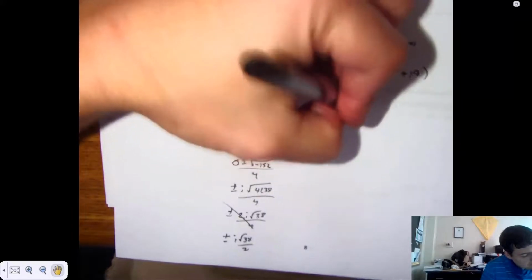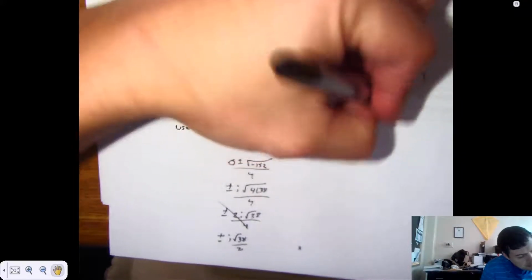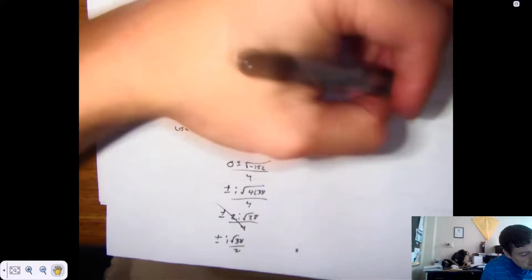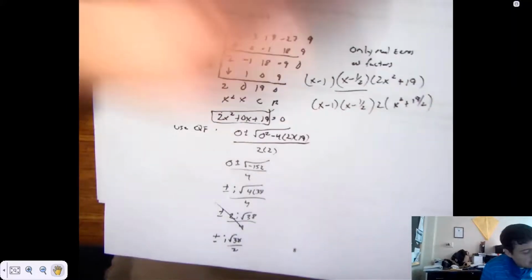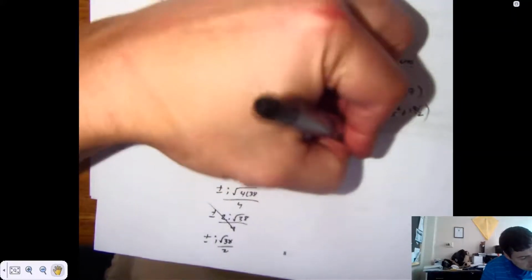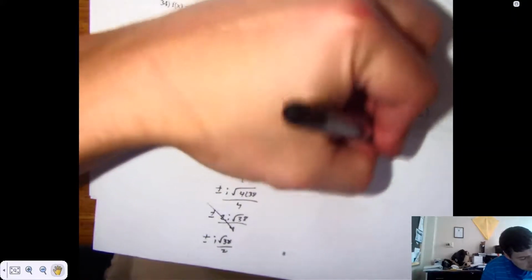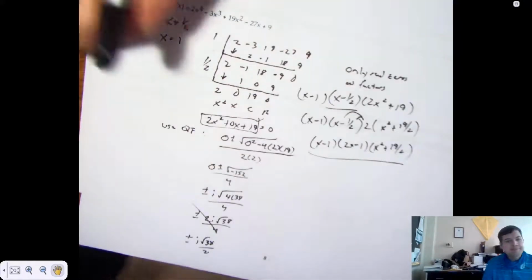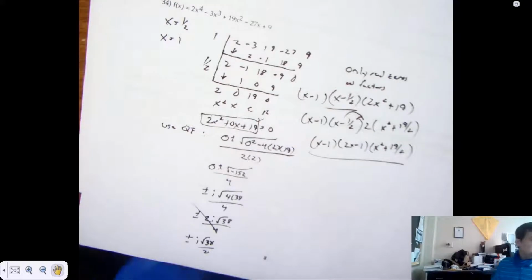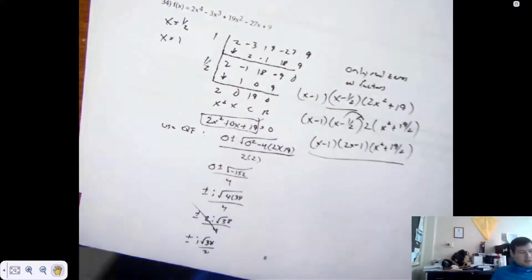I'm going to pull the 2 from x squared plus 19, so I'd have x squared plus 19 halves, 9.5 if you like. And I'm going to distribute it in there. That's what they're supposed to look like. Not a big deal though. So I did 34, you guys should be able to do 33.